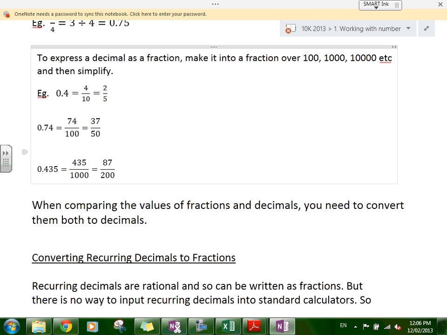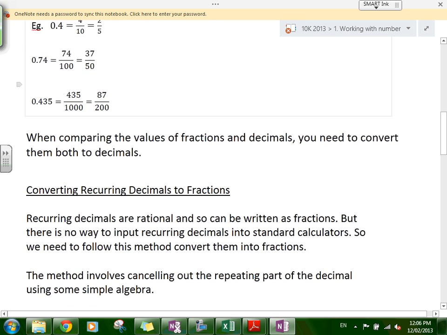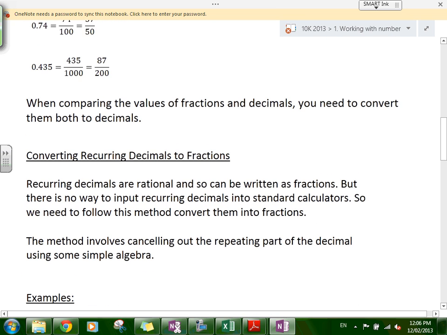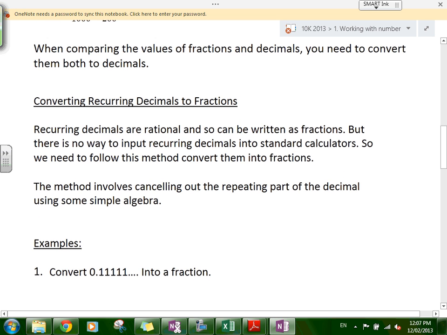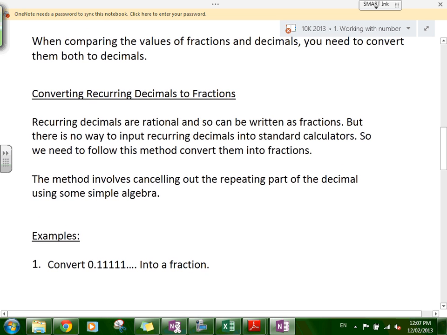So, recurring decimals, you don't need to write this part, we've already looked at it. Recurring decimals are rational, and so can be written as fractions, but there is no way to input recurring decimals into a calculator, which is what I just said. So we need to follow this method. Just write this sentence: this method involves cancelling out the repeating part of the decimal using simple algebra.